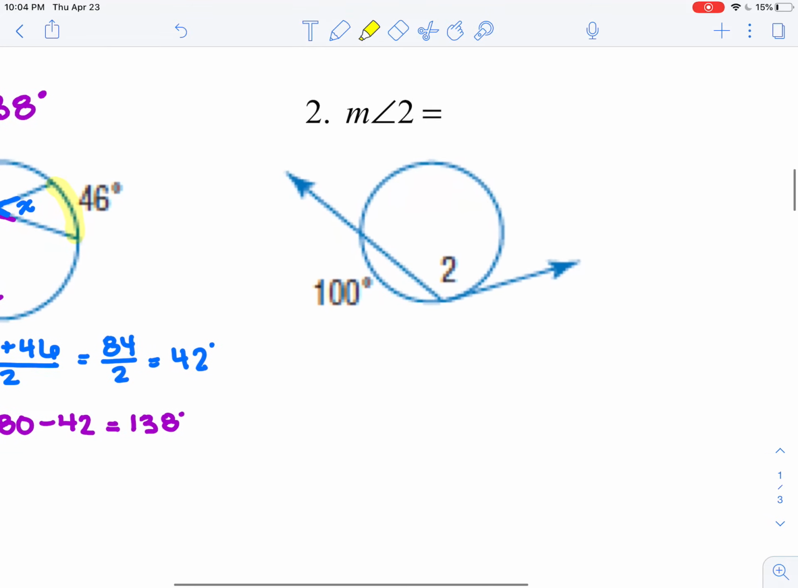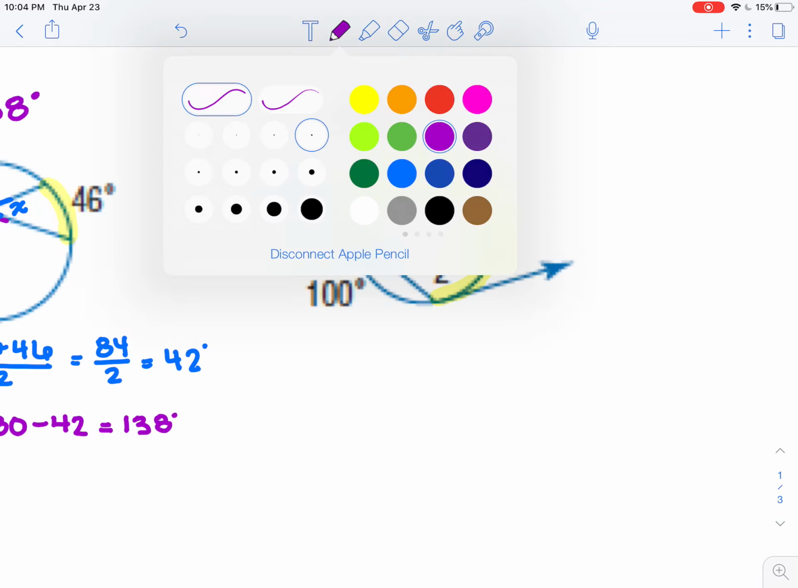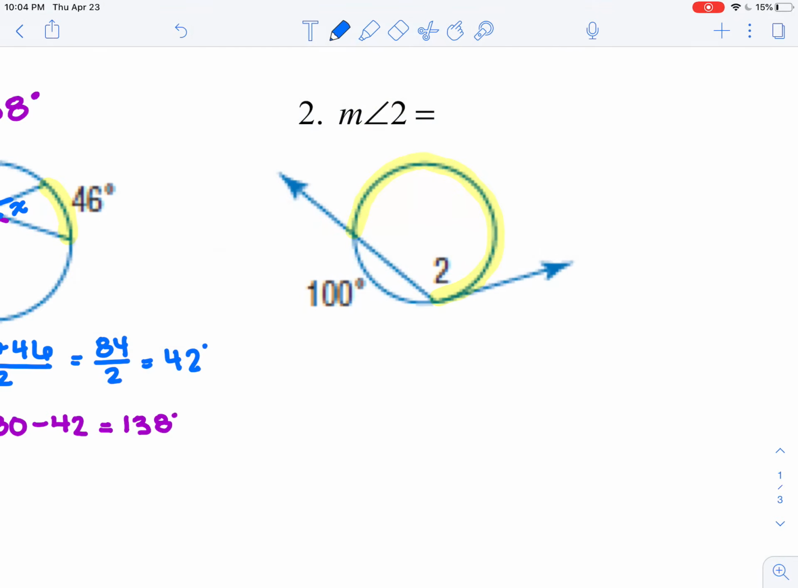Question number 2. I have a secant and a tangent that intersect on the circle to form angle 2. For this case, the measure of angle 2 is half the measure of its intercepted arc, the arc that's formed inside of the angle. So here I need to know the measure of this arc first. The circle is made up of only 2 arcs, the one that we need that I've highlighted, and then the rest of the circle, which is 100 degrees.